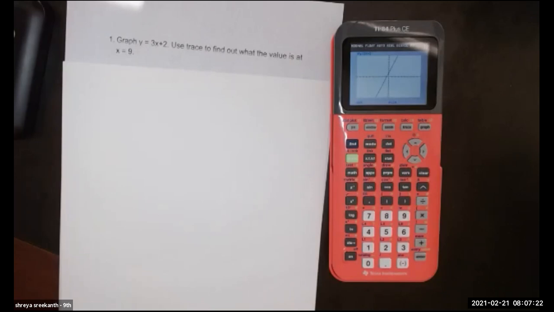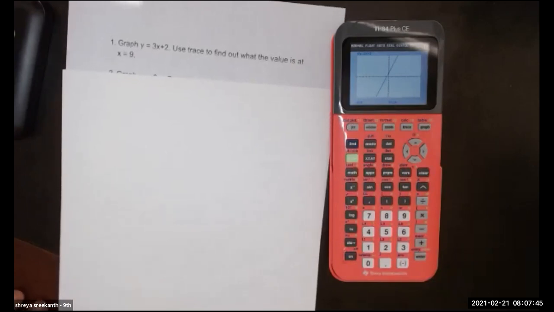Vian, I think what's wrong is the scaling on your graph. We can't fix it right now in the session, but after the class, I can ask Shreya to help you. Okay. It's the scaling.